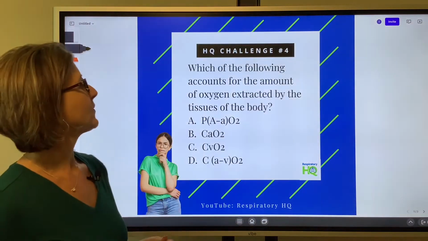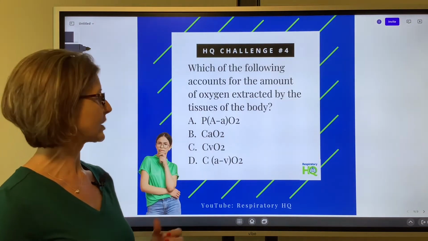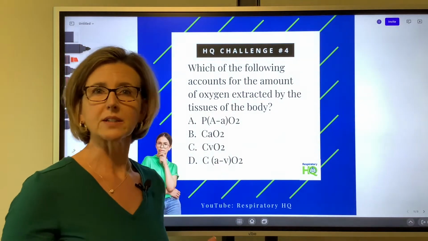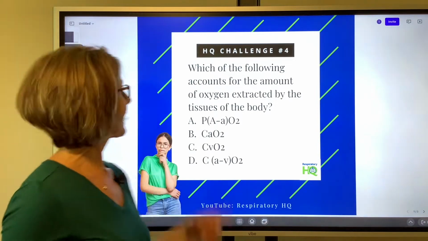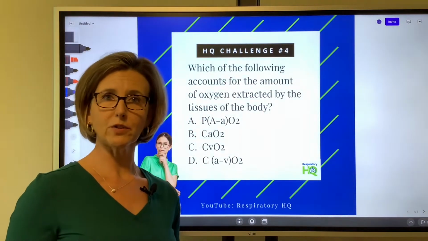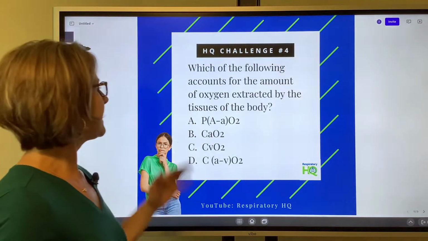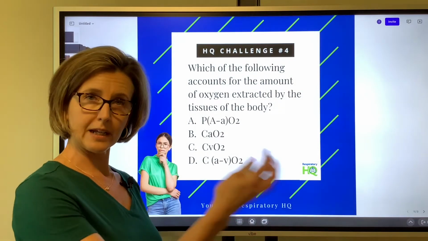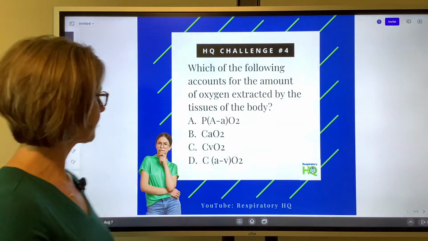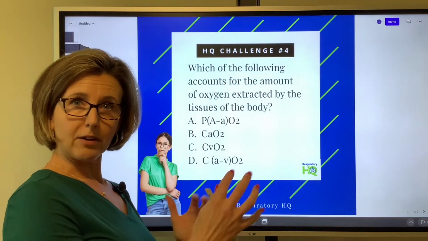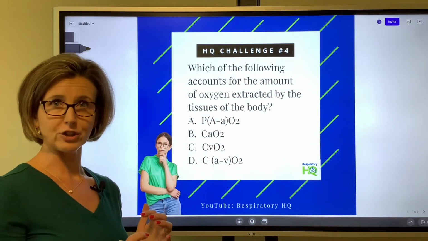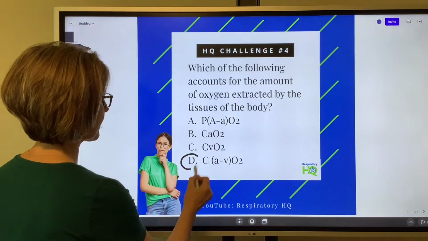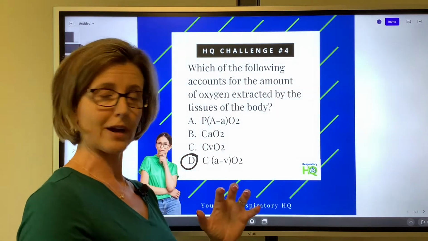So the question is, which of the following accounts for the amount of oxygen extracted by the tissues of the body? And one of the comments that I got was, well, it all has to do with oxygenation, and you're absolutely right. A to A difference has to do with the transfer of oxygen across the AC membrane. CaO2 is the amount of oxygen available in the arterial bed for the tissues to take from. CvO2 is the amount of oxygen left over after the tissues extract the oxygen. But the Ca to V difference really talks about the amount that the tissues are actually extracting.